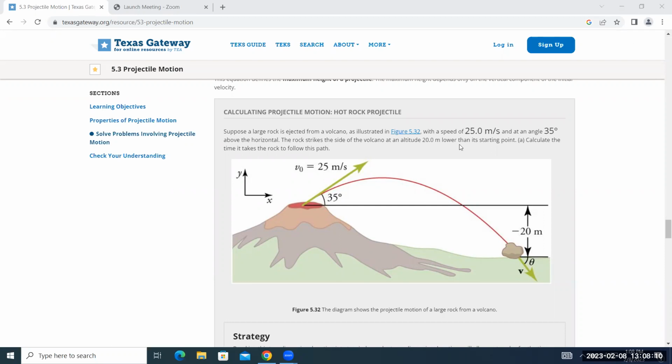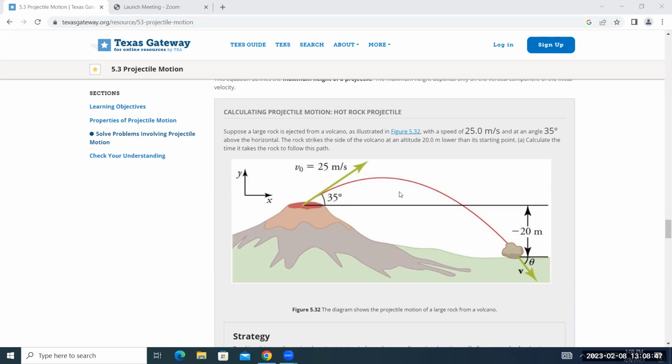We have a volcano that has ejected some kind of hot volcanic rock. First of all, we notice where we picked our coordinate system. We've picked X to be positive to the right, and we picked our Y direction to be up and down with positive up. We've also picked our level plane as the top of the volcano. This is going to be important later.